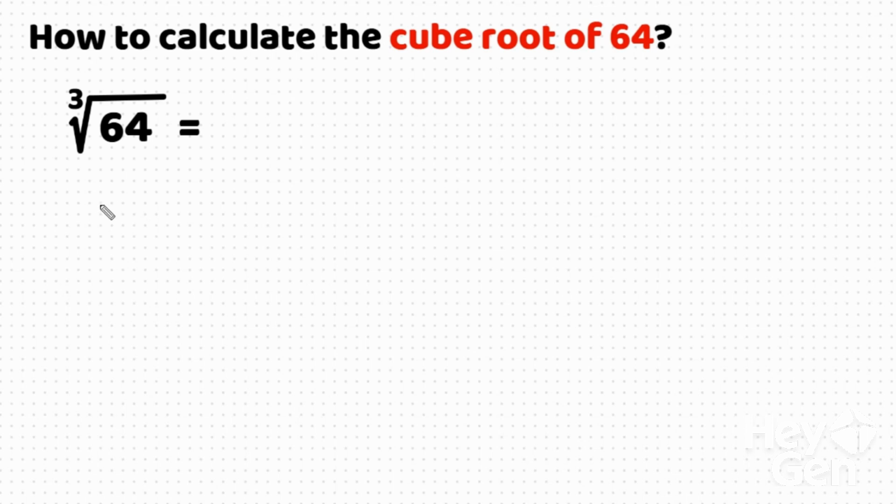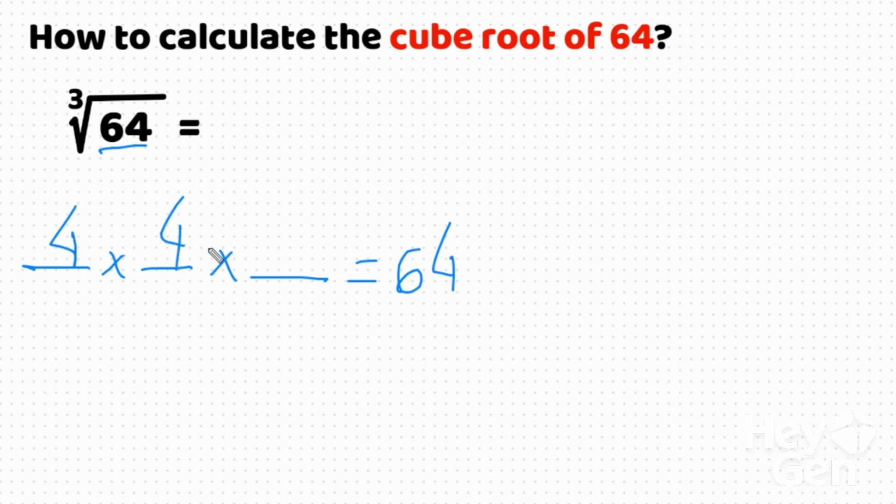In this video, I'm going to show you two simple and quick ways to calculate the cube root of 64. With the cube root of 64, we need to find out which number, when multiplied by itself 3 times, results in 64. That number is 4 because 4 times 4 equals 16, and 16 multiplied by 4 gives 64. Therefore, the cube root of 64 is equal to 4.